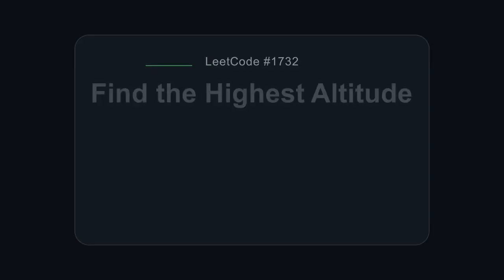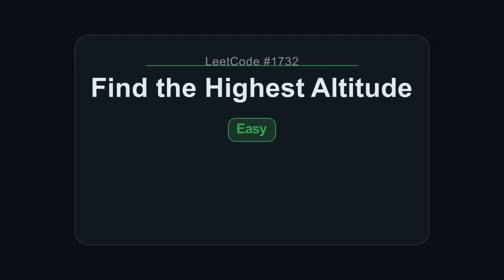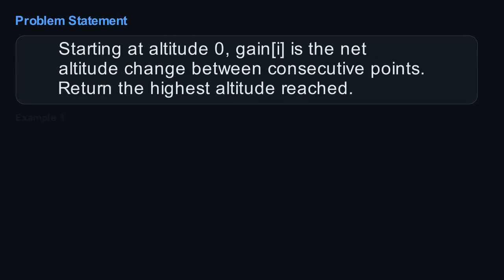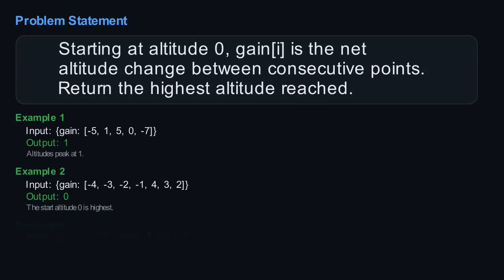Imagine you're on a bike trip, and you only know the elevation gain or loss for each leg of your journey. How would you determine the highest point you reached throughout the entire trip? The problem, find the highest altitude, gives us an array called gain. Each element in gain represents the net change in altitude for a specific leg of a journey. We start at an altitude of 0. Our task is to calculate the altitude after each segment and return the maximum altitude achieved at any point during the entire trip. We're looking for a single integer output.